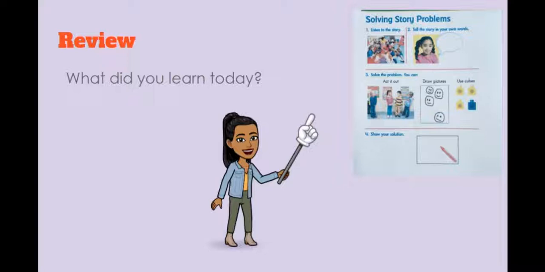So when we're solving a story problem, first we have to listen to the story and picture it in our head. That way, for the next step, we can tell someone in our own words. We can tell the story, everything that happened. And then after that, we can act it out and use our manipulatives. And the last step is to show your work in your journal.